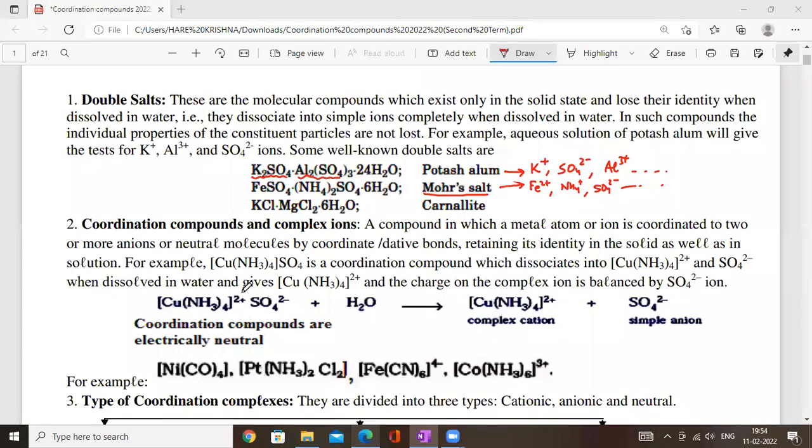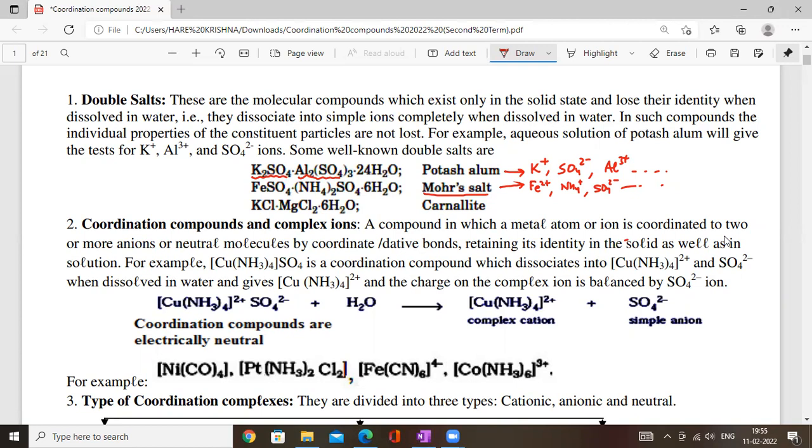A coordination compound is one in which a metal atom or an ion is coordinated to two or more anions or neutral molecules by a coordinate or dative bond, retaining, and this is the most important point, its identity in the solid as well as in the aqueous solution. For example, take [Cu(NH3)4]SO4, one example of a coordination compound. Once it is dissolved in water, it will give you [Cu(NH3)4]2+.